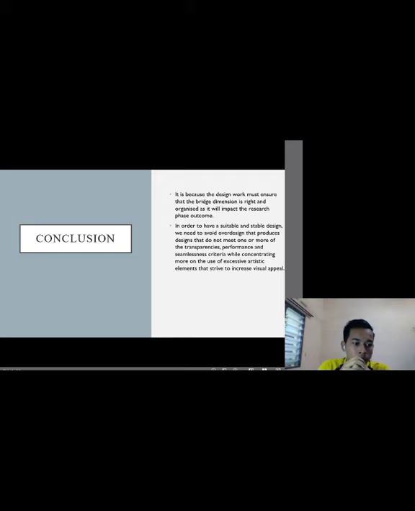Furthermore, seamless criteria while in construction focus more on the use of effective artistic elements that strive to increase value appeal. Start to create non-complicated designs and try to reduce the number of components. Over design is insufficient and requires more time to create. By following this method, overall the cost of making such a bridge can be reduced and we can focus on building a safer base for all. Thank you.